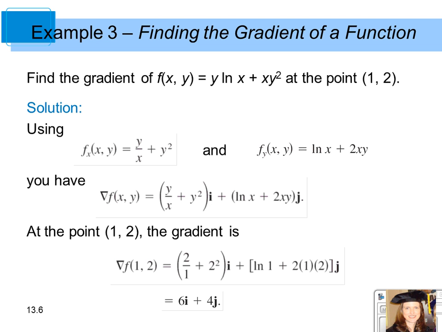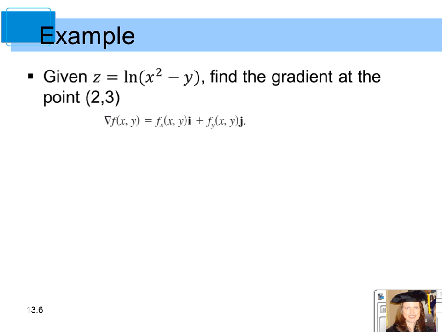Again, this function of two variables represents a surface in space. The gradient is a vector in the plane. Okay, for this example, we're given z equals natural log of the quantity x squared minus y. Find the gradient at the point (2, 3). The formula is given here for you, so you can take the partial derivatives with respect to x and y, and then plug in the values 2 and 3 for x and y to evaluate the gradient. Try this one on your own, pause the video, and then come back and check your answer.